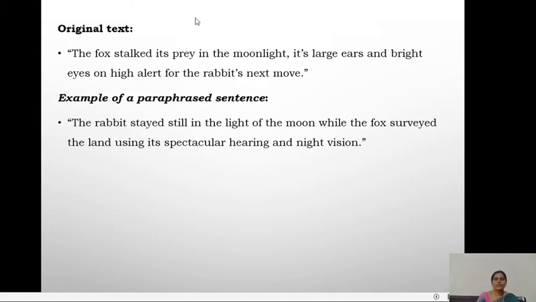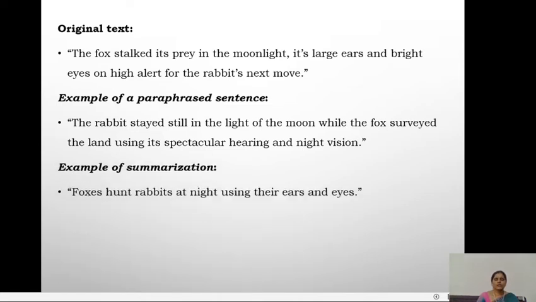So here is the same text put another way: the rabbit stayed still in the light of the moon. The fox stalked its prey in the moonlight. Here, "its prey" refers to the rabbit. So the rabbit stayed still in the light of the moon while the fox surveyed the land using its spectacular hearing and night vision. If this is too difficult an example, leave it.